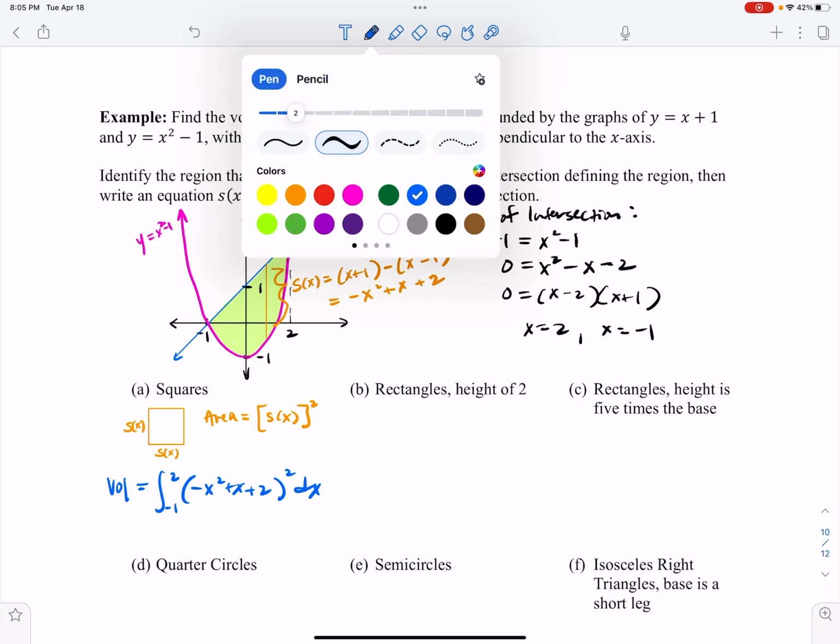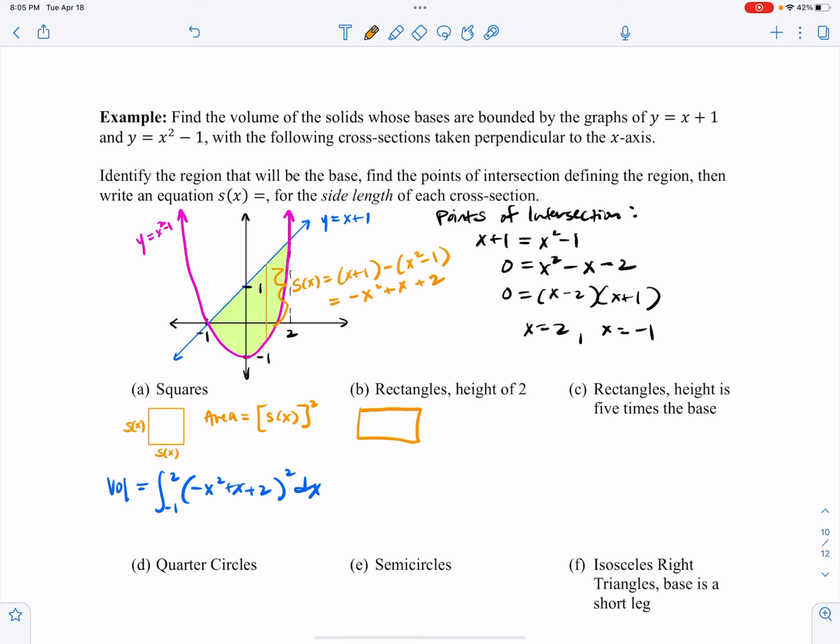Okay, for cross sections that are rectangles that have a height of 2, drawing a rectangle, where the side would be the base, S of x, but it would have a height of 2. That means that the area of the rectangle will be 2 times S of x. So that's what we're integrating to find the volume. So volume would be from -1 to 2, 2 times -x squared plus x plus 2 dx, right? 2 times S of x.